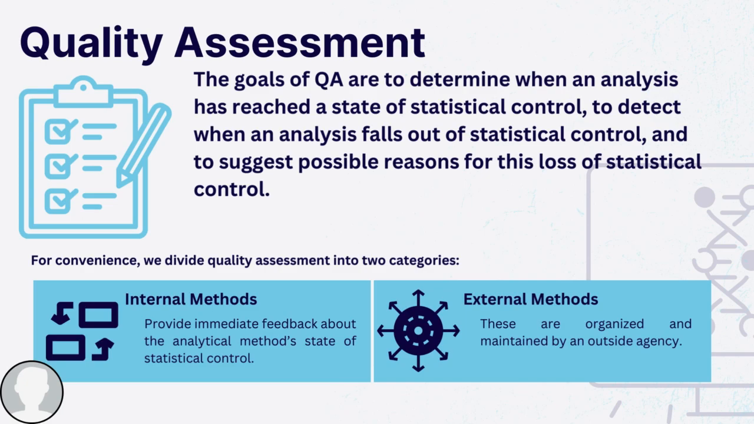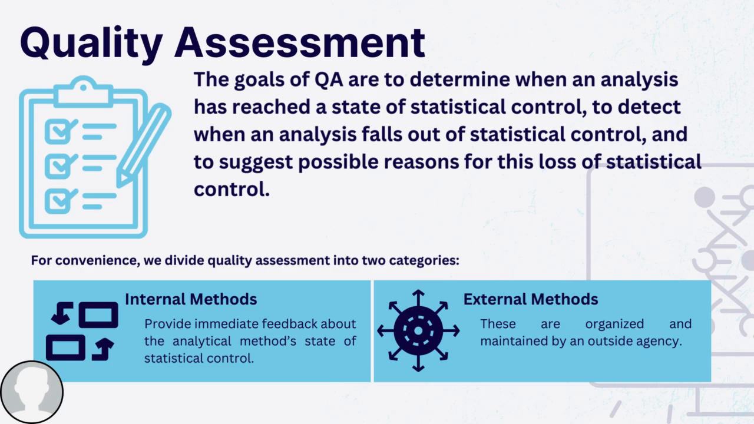Although quality control directives explain how we are to conduct an analysis, they do not indicate whether the system is under statistical control. This is the role of quality assessment. The goals of quality assessment are to determine when an analysis has reached a state of statistical control, to detect when an analysis falls out of statistical control, and to suggest the reasons for this loss of statistical control.